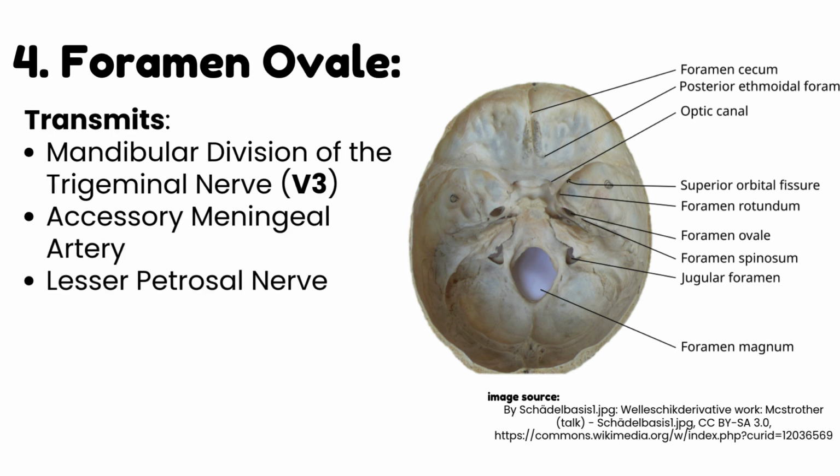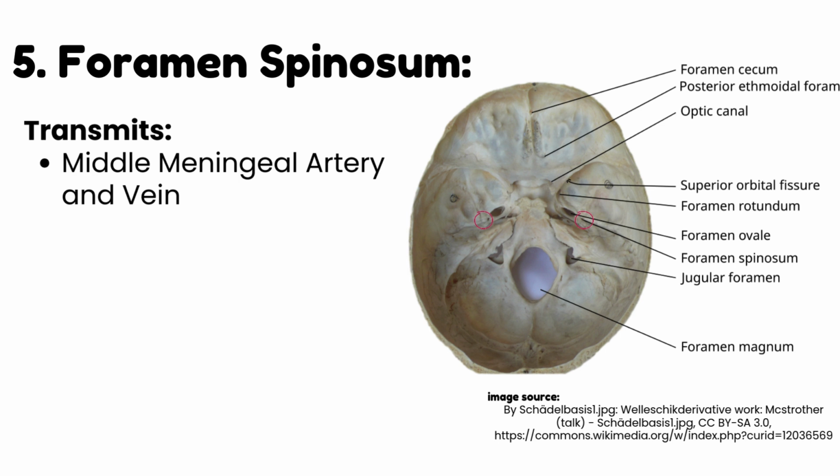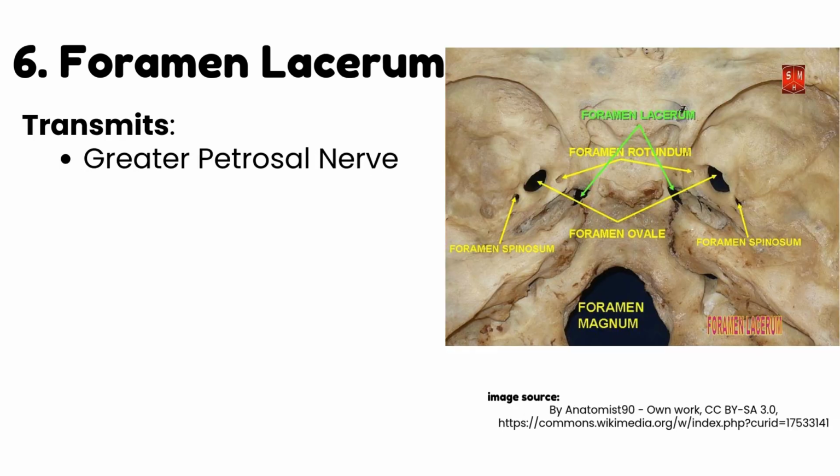Number 4. Foramen ovale transmits the mandibular division of the trigeminal nerve, accessory meningeal artery, and lesser petrosal nerve. Number 5. Foramen spinosum transmits the middle meningeal artery and vein. Number 6. Foramen lacerum transmits the greater petrosal nerve.